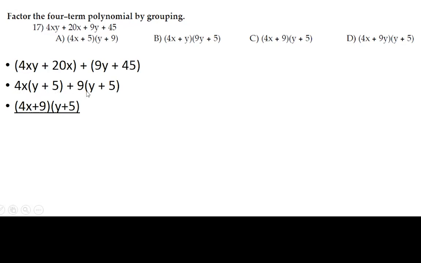This gives us two terms of two factors each, and we can see that y plus 5 is a factor of both. So we factor out the y plus 5, which leaves us with 4x plus 9 as the other factor. 4x plus 9 times y plus 5.